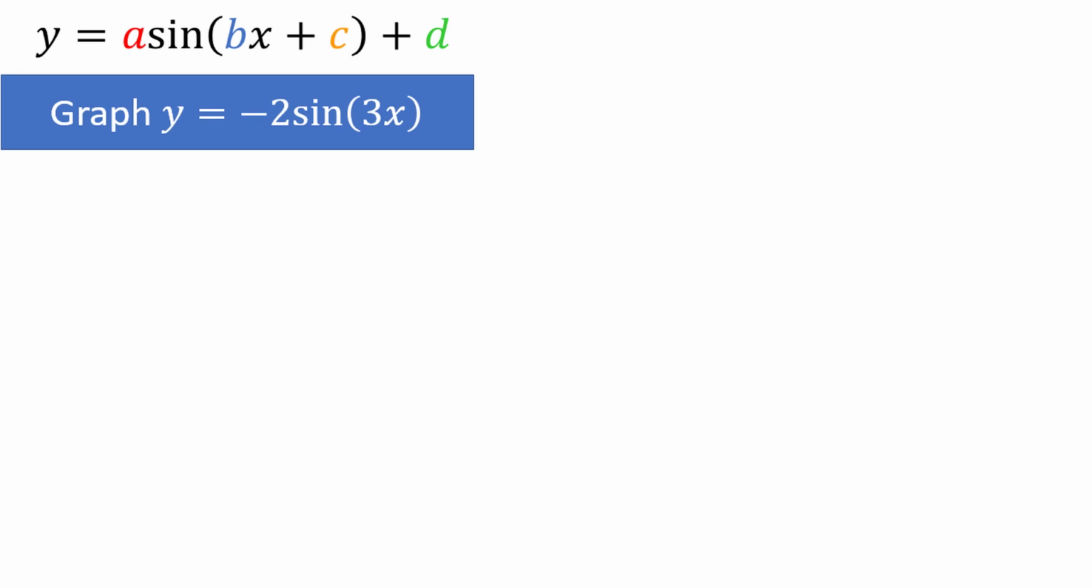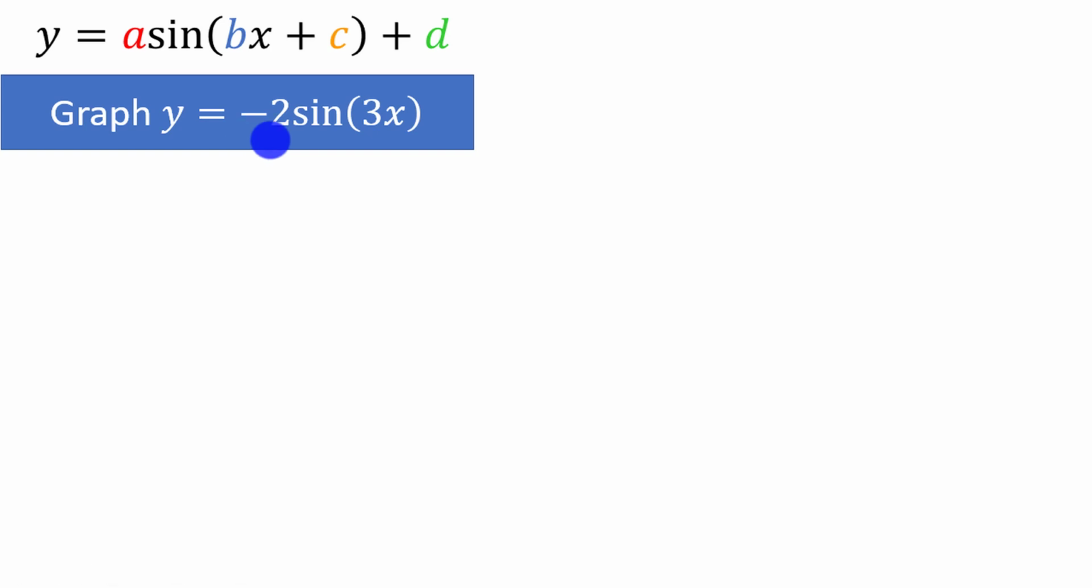Let's try another problem. We are asked to graph y equals -2 times sine of 3x. Now we have a value for a, a value multiplying the function. A value for a represents a change in amplitude, the amount that the function will oscillate around its midline.